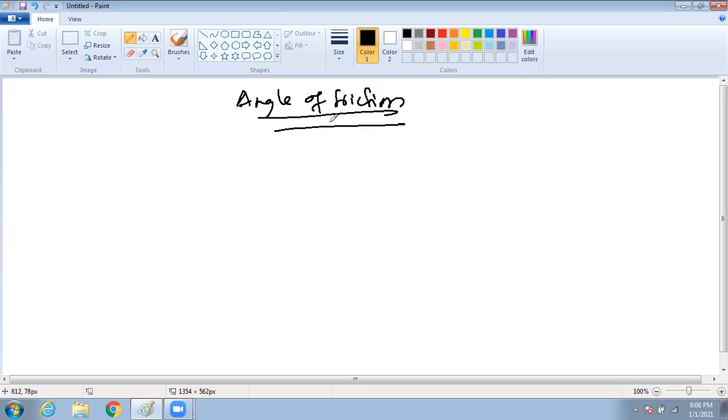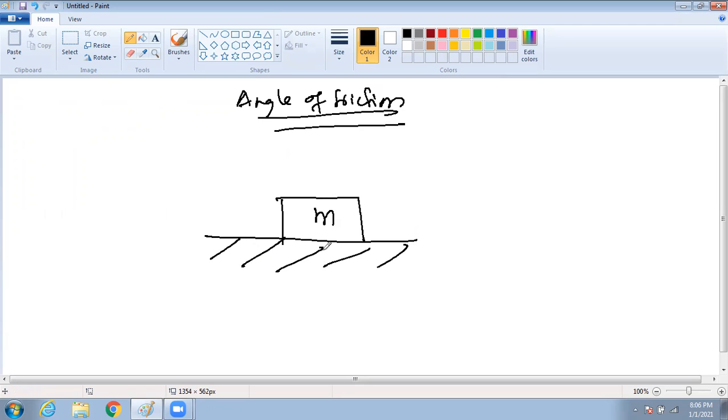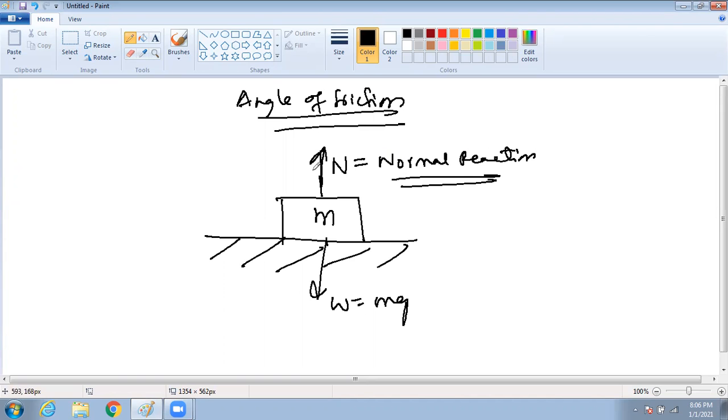So till now we have seen that there is a body. There is a body, and the body has a mass m lying on a floor. Obviously there will be a weight acting downwards, that is equal to mg, and there will be an upward force. What is this force called? Normal reaction. Yes or no?